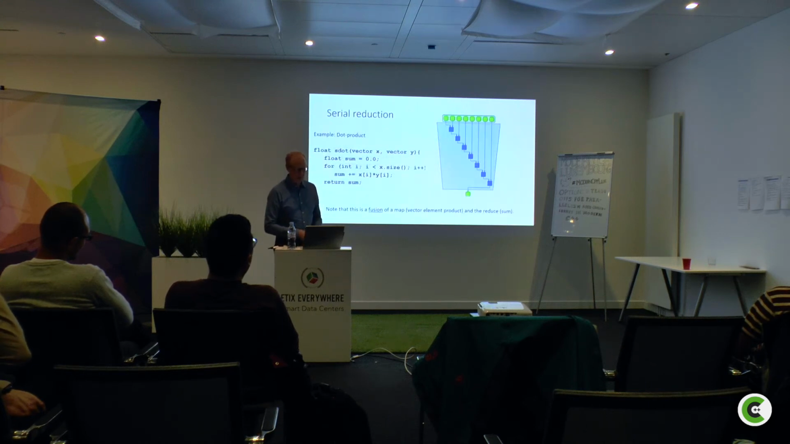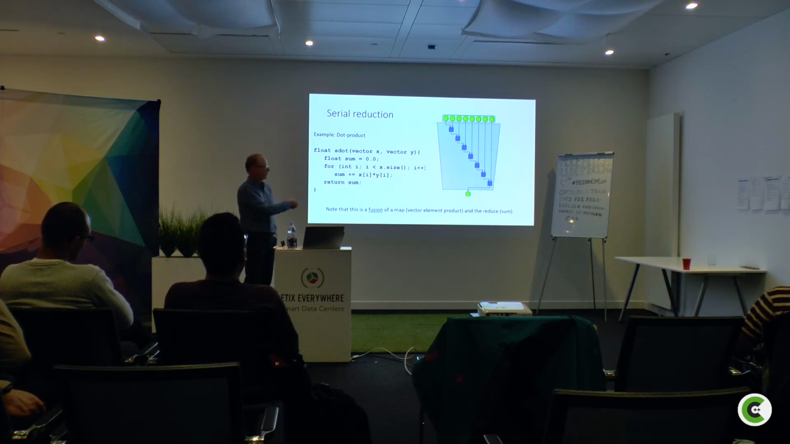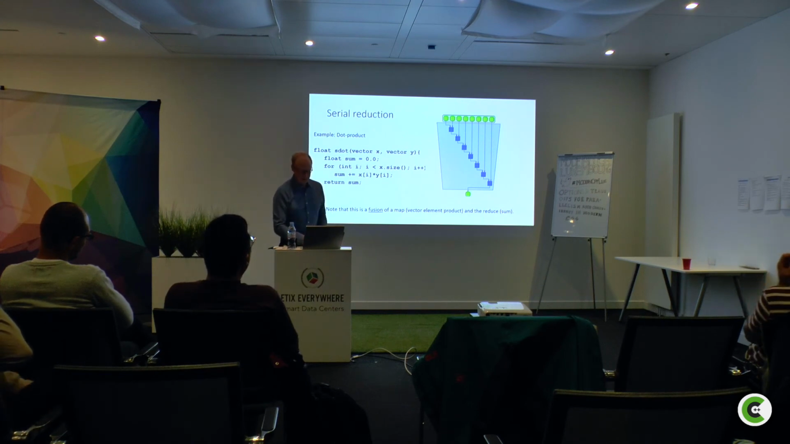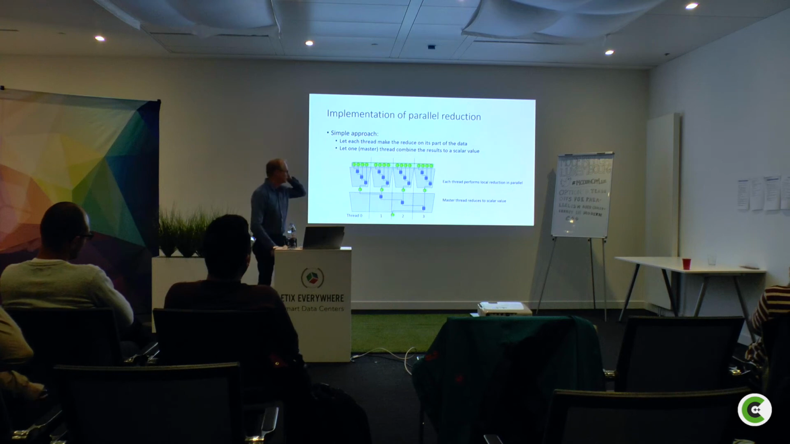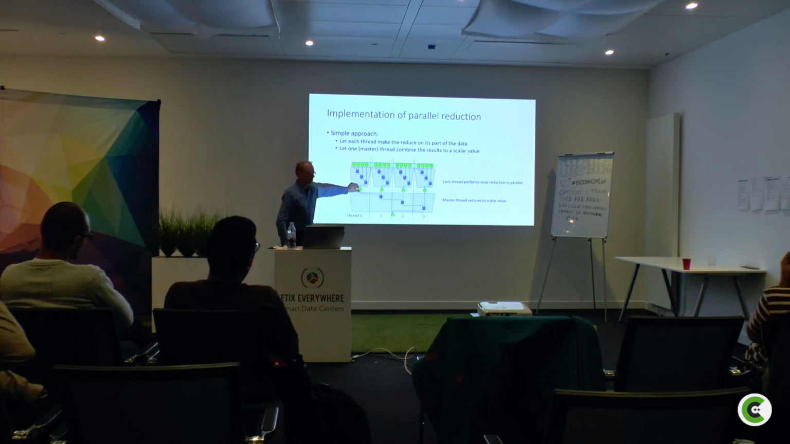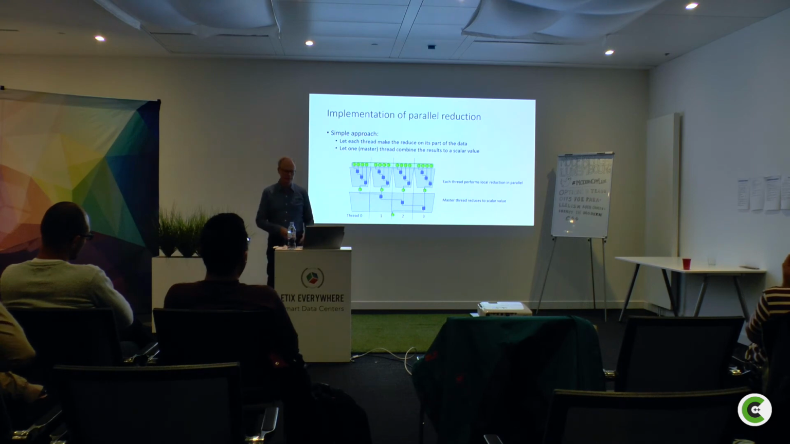Here is an example of how you do that serially. Dot product: you have 2 vectors and you multiply each element and combine them into a sum. So this is actually a map, and the summing here is the reduction. If you want to do this in parallel, you do a parallel reduction into partial reductions, and then sequentially a master thread or something like that combines them into a scalar value.